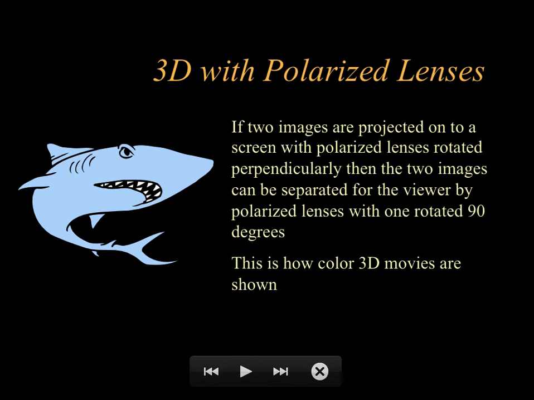So we have two images then projected onto the same screen. When they come off the screen, they're polarized in different orientations.